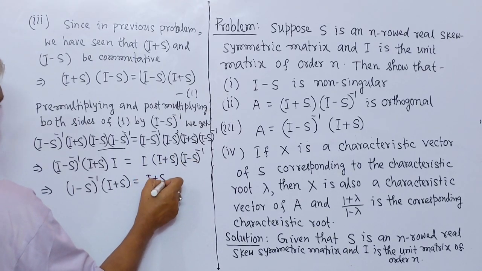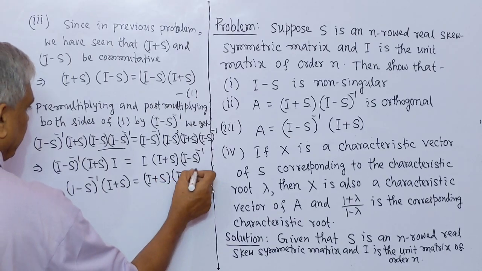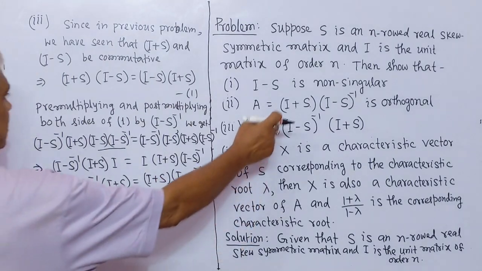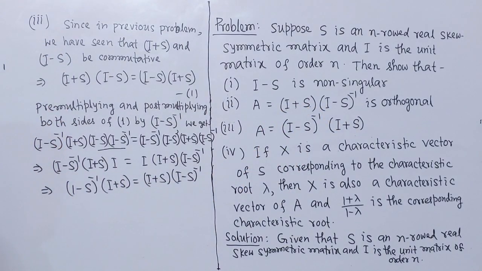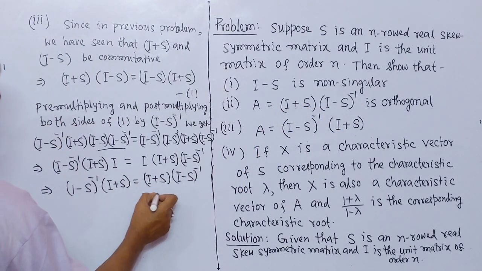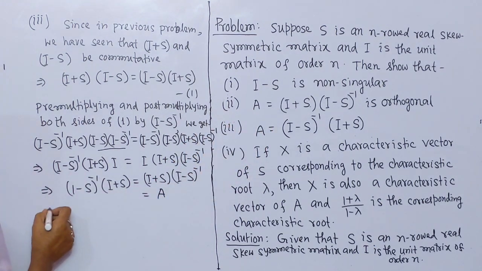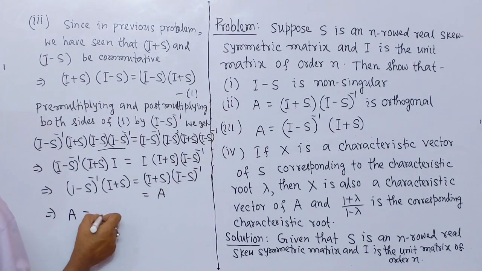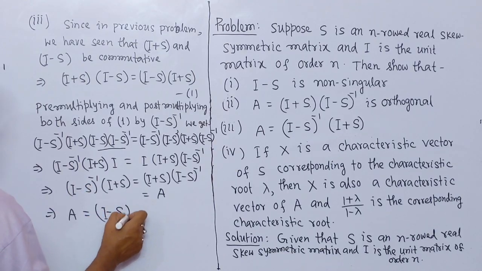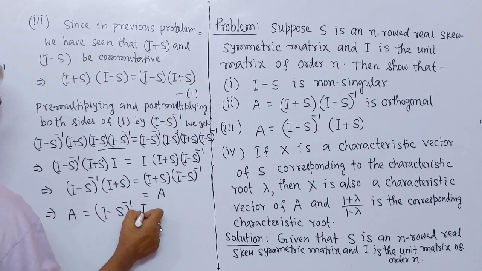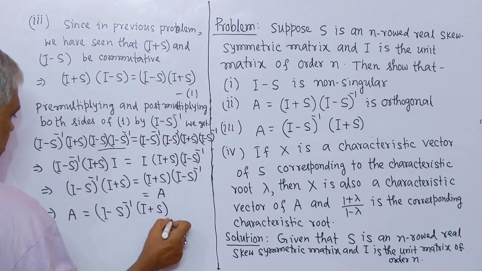(I plus S)(I minus S) whole inverse. Since A is (I plus S) multiplied by (I minus S) whole inverse, this is A. It implies that A equals (I minus S) whole inverse multiplied by (I plus S). Proved.